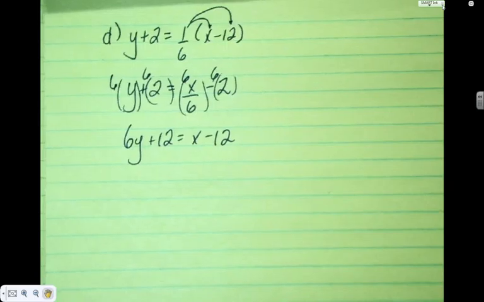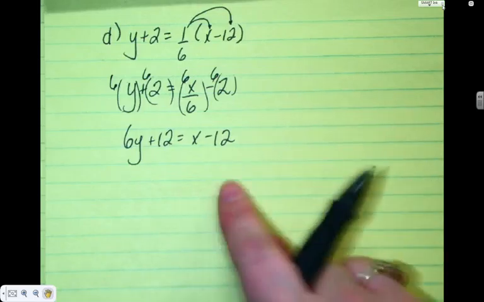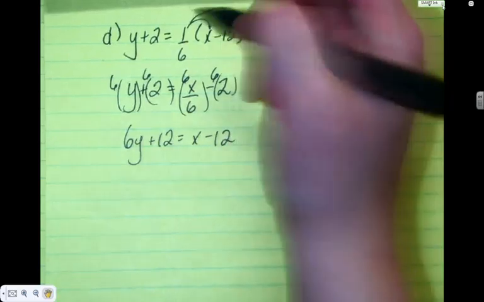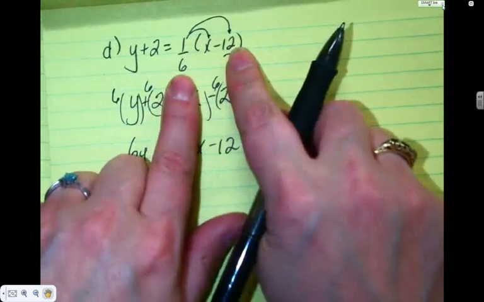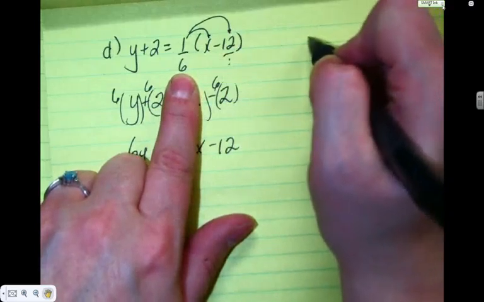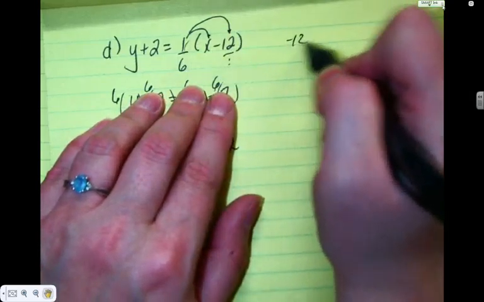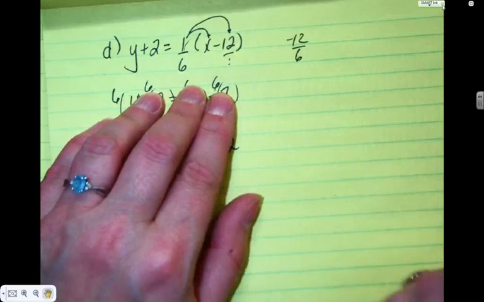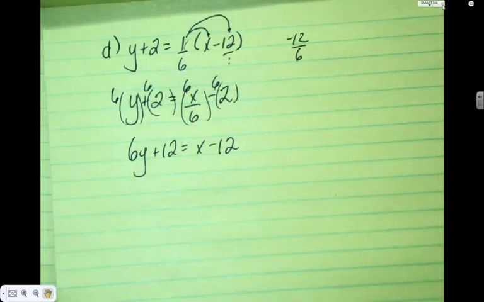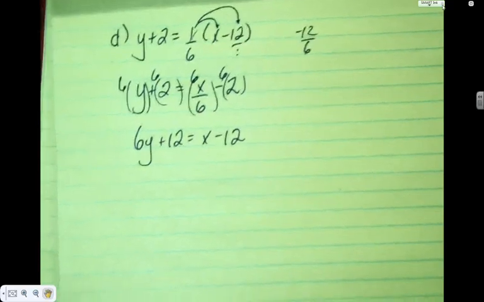Questions so far? Where'd I get the minus? 1 times negative 12. Oh, you already simplified it? Okay, so 1 times negative 12. 6 times imaginary 1. What's negative 12 divided by 6? We're okay there where it came from?